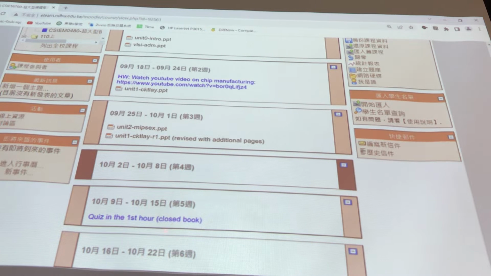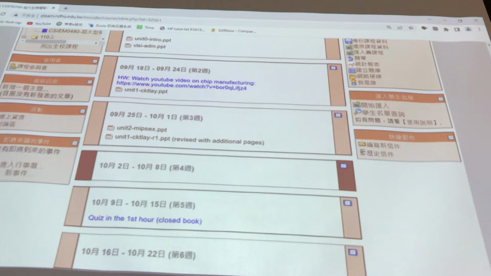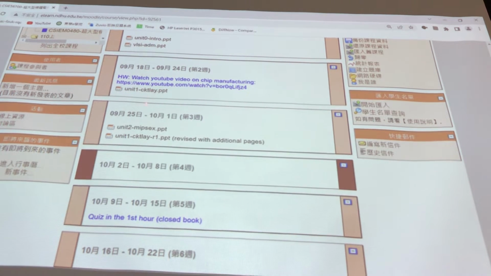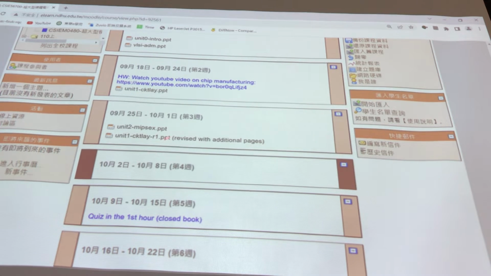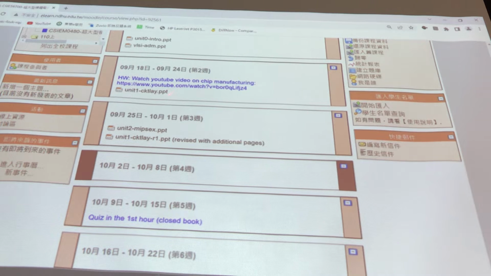It's going to be a real test and closed book, covering the material from the first week until today's material, including the video file on YouTube on the chip manufacturer. Right?